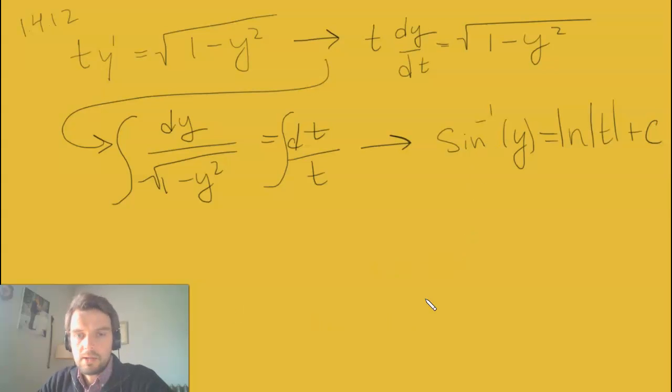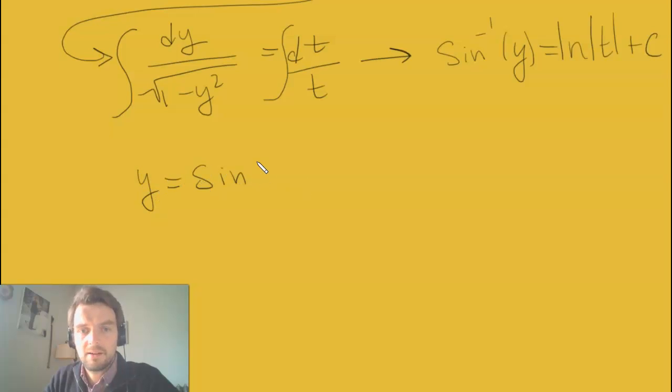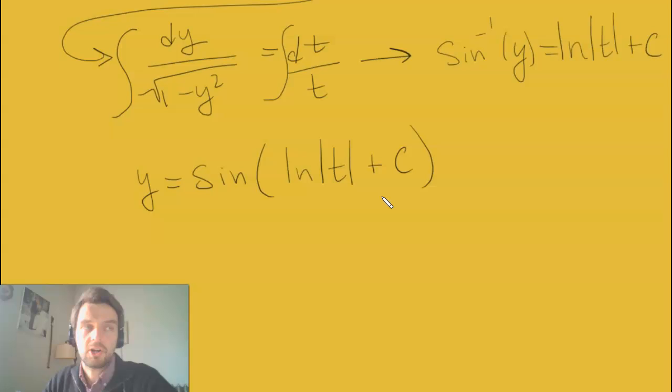So now our goal here is to rewrite this so that we have y by itself. So since we have the inverse sine on the left, we're just going to take the sine of both sides and say y then is equal to the sine of the natural log, the absolute value of t, plus some arbitrary constant c. And you're done.